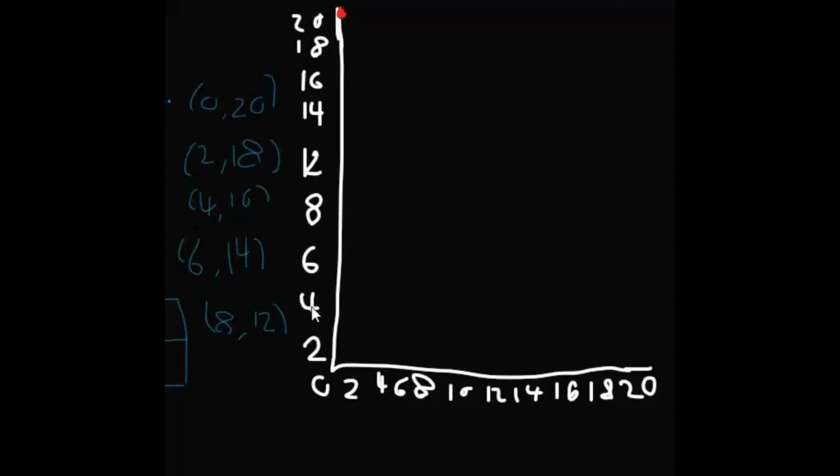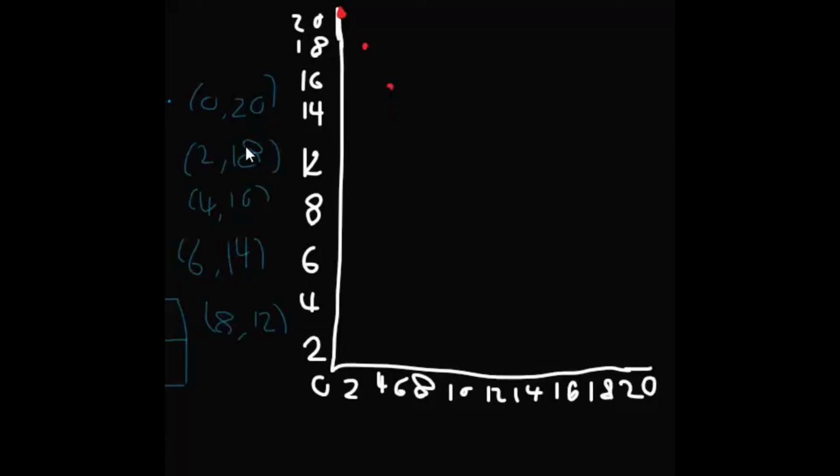Next we have 2 and 18. We have five ordered pairs. So now we have 2 and 18. Let's go over to 2, then up to 18, so right here. Next we have 4 and 16, which is right about here.